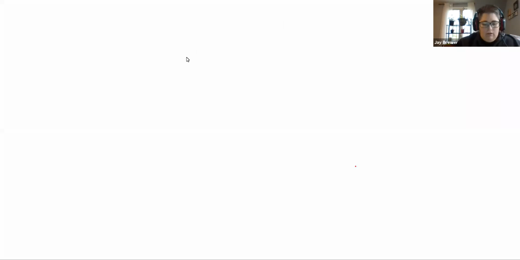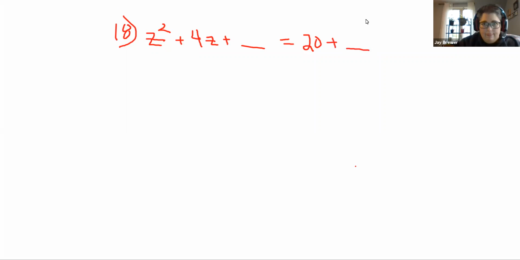Okay. All right, so number 18, and we are working with completing the square. I will tell you that if you follow the steps that were on the PowerPoint, I feel those steps are very confusing. They're pretty wordy for what you actually have to do. So here's completing the square, J's quick style.